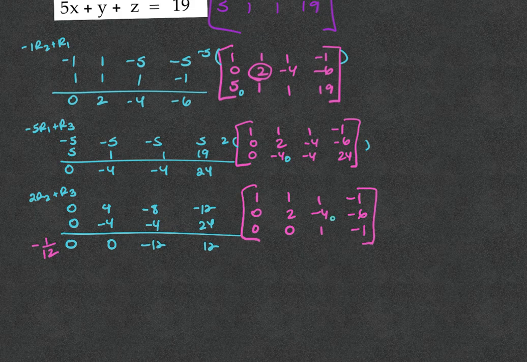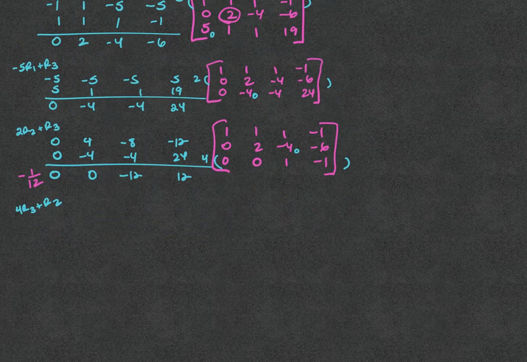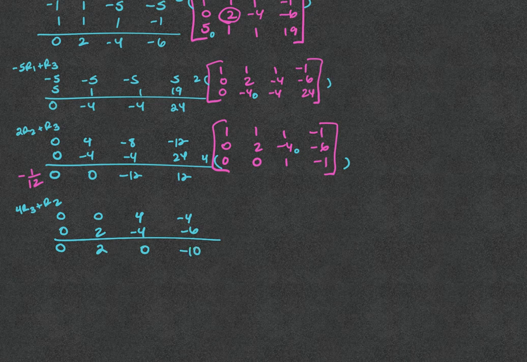Now I need a 0 where the negative 4 is. So I can multiply row 3 by 4 and add it to row 2. And I get 0, 0, 4, negative 4, 0, 2, negative 4, negative 6. 0, 2, 0, negative 10. That replaces row 2, but I also need that 2 to be a 1, so I can multiply by a half. 1, 1, 1, negative 1. 0, 1, 0, negative 5. 0, 0, 1, negative 1.